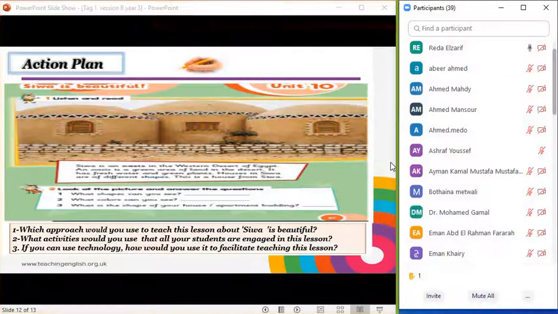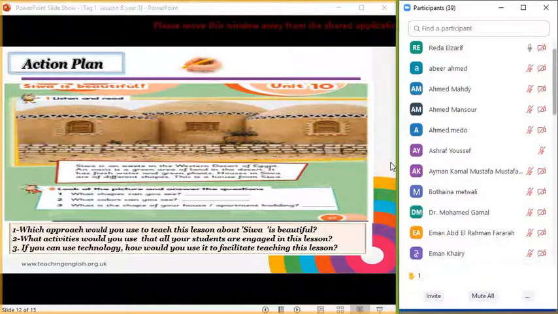And there are some activities I want to do for this lesson. Number one, raise your hand and don't raise your hand. I'll say some sentences about Siwa. If the sentence is true, raise your hand up. If the sentence is wrong, don't raise your hand. This is activity number one.